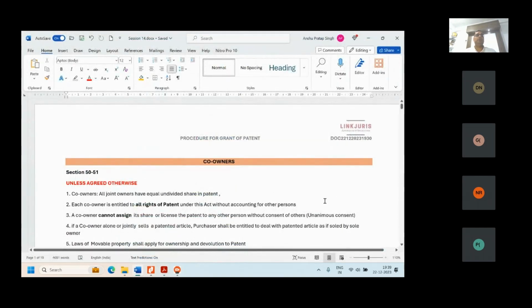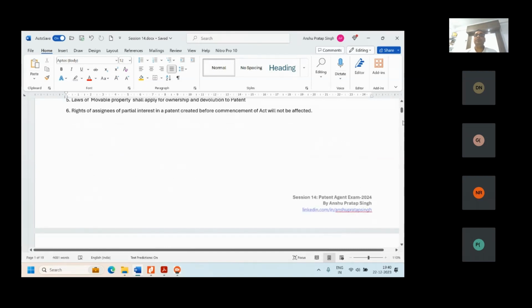First thing we are going for co-owners. Co-owners are all the joint owners who are registered as a patent proprietor or grantee or patentee. Now, the rights with them: Section 50 talks about the rights and Section 51 talks about the dispute between the co-owners, if any arises.